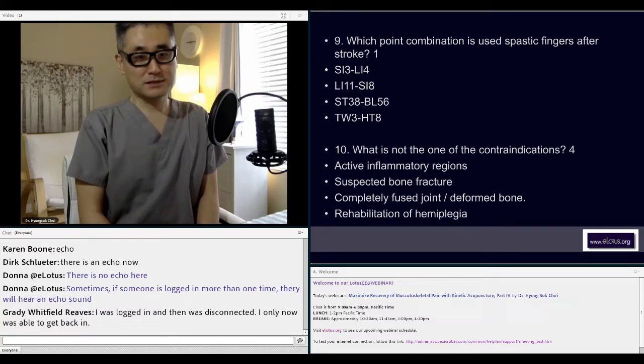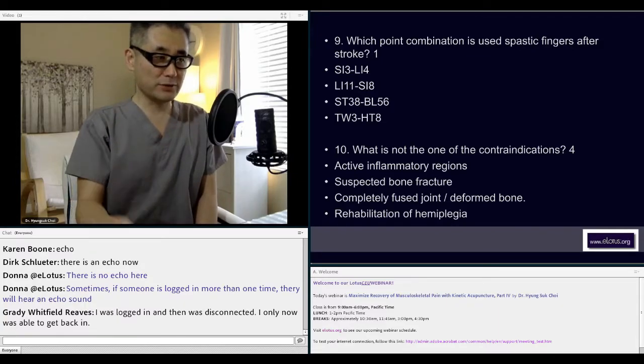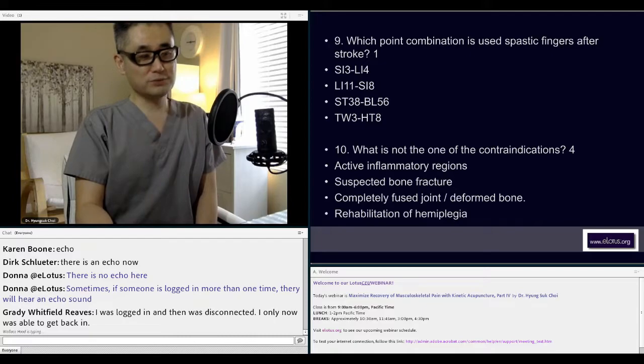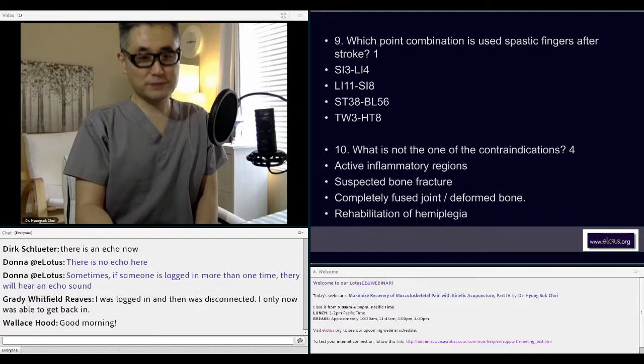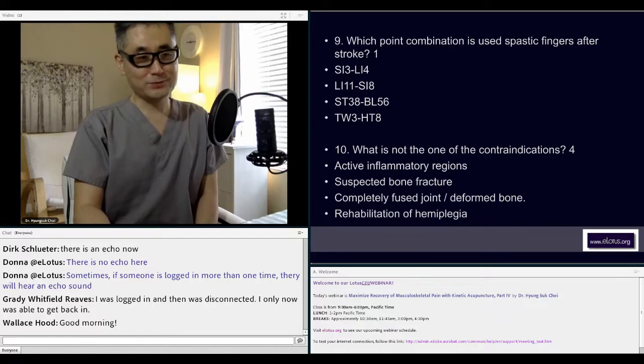For the low back, the techniques consist of traction and walking. Those are kind of safe, but other movement usually not recommended. And suspected bone fracture, in the same way, same reason. And completely fused joint, you can apply kinetic acupuncture, but there will not be much of a result because they are already fused, and there is a risk. And rehabilitation of hemiplegia, actually this is not a contraindication, but a very good indication of kinetic acupuncture.